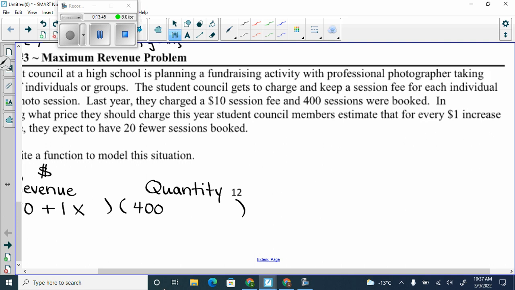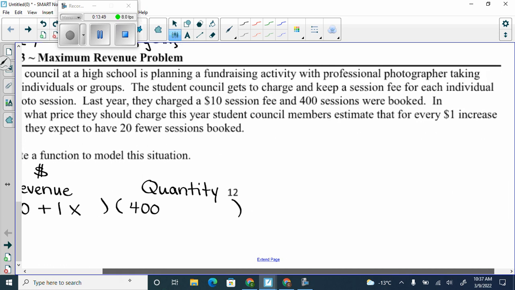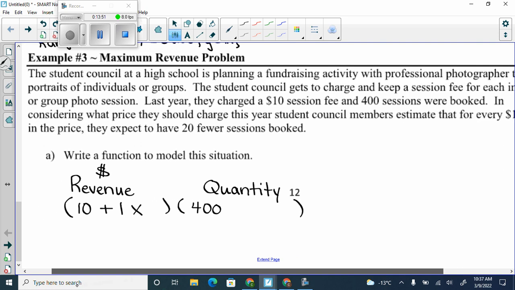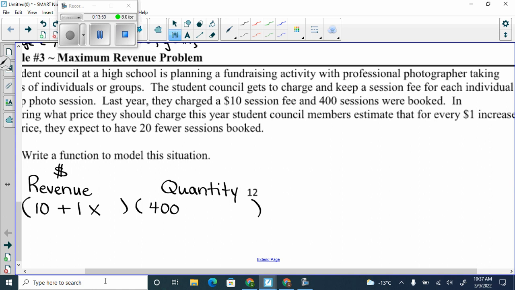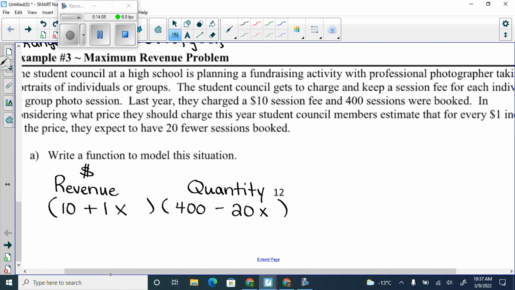Okay? So with every $1 increase, which I should be underlining, they expect to have 20 fewer sessions. So they sold 400 sessions last year. They're going to have 20 less. What am I going to do? Minus 20, and what do I have to do with the back number always? Put an X. Because that's the change. The changing number goes at the back, whether it's price, whether it's quantity. That changing number gets an X with it because it's how much it's changing.